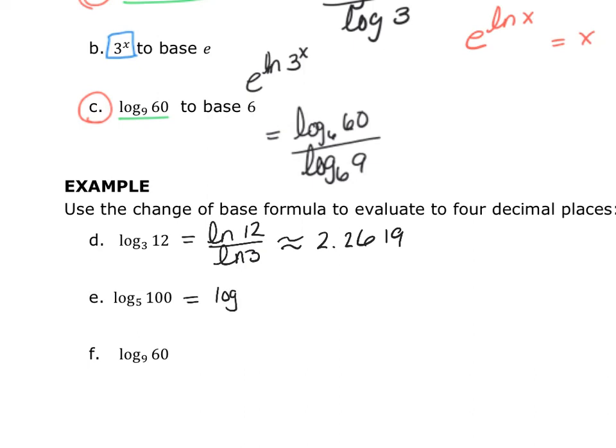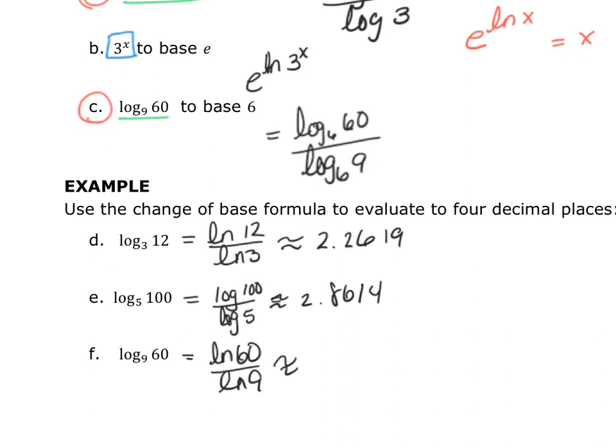On e, I'm going to use the common log, though it won't matter which one you use. So common log of 100 divided by the common log of 5. And in my calculator, to 4 decimal places, I get approximately 2.8614. And then my last one, I go back to the natural log, or I could use the common log, and I get the natural log of 60 over the natural log of 9. And in my calculator, I end up with, to 4 decimal places, 1.8634.